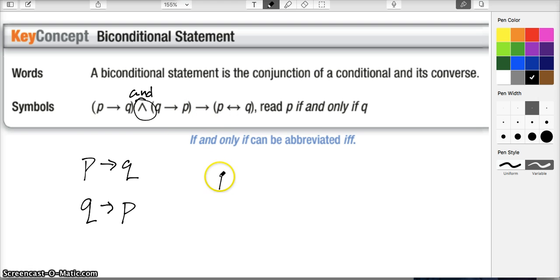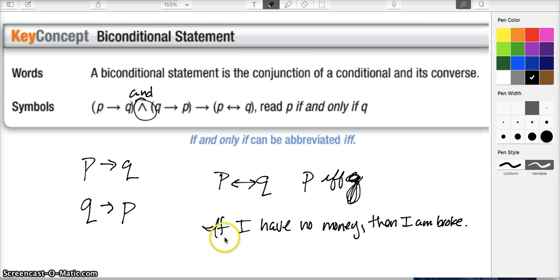So it will be written as this double arrow situation here that we see, and it's read as P if and only if Q, and sometimes it's written as P iff Q, all right? You get where I'm trying to go. So what is the purpose of this and what does it mean? Well, let's think of a situation that is biconditional.